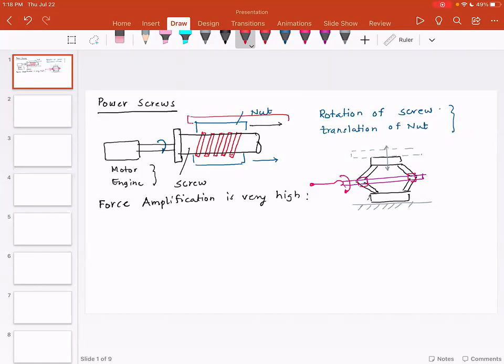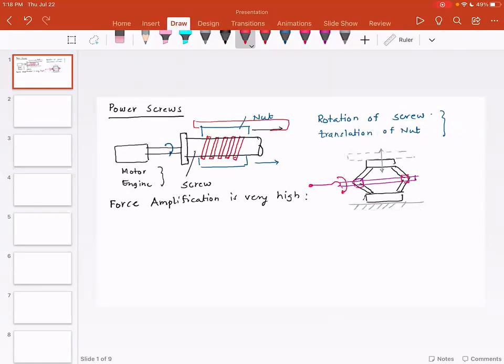For example, if you are looking at a lathe, a machine tool used for machining, this could be the tool post. If it's a 3D printer, this could be the rail of the 3D printer. Basically you would have X, Y, and Z axes. In a 3D printer, you would have power screws that move the entire table in the X and Y directions, and another power screw that moves the extruder in the Z direction. And if you look at the stepper motors that are used, they are very simple.